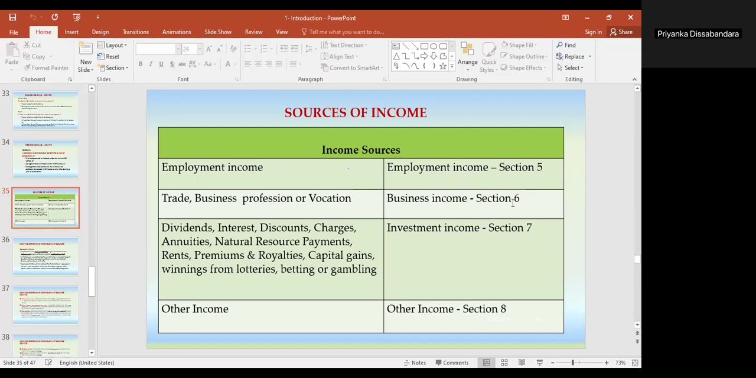Under section 6, all details are provided about business income. About investment income, all details are provided under section 7.